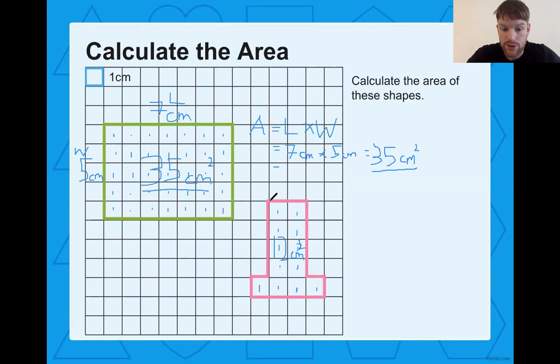So what we're going to do is, we're going to cut it off here. We're going to say this is our first shape. It's a nice regular rectangle, right? And this is our second shape.